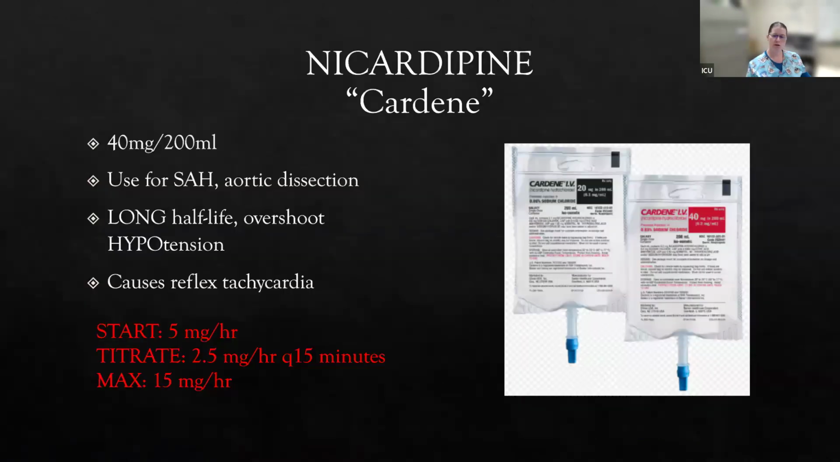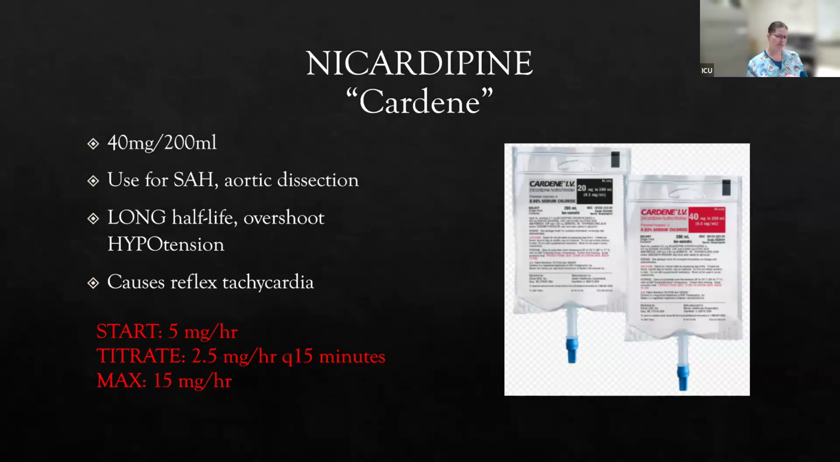So nicardipine is a pretty common drug now, or Cardene, and a general concentration for this would be 40 in 200. I've also got a bag there of 20 in 200. It's used for subarachnoid hemorrhage, aortic dissection, where you don't want that blood pressure so high that it's going to burst something, either a weakened vessel or a dissected vessel where it's weak and the blood wants to go the path of least resistance. And then the patient, of course, could bleed out.